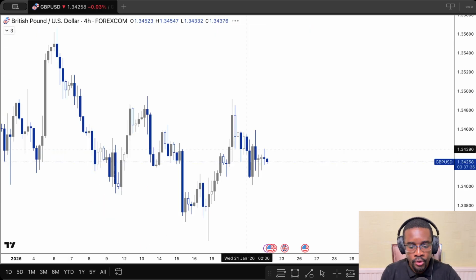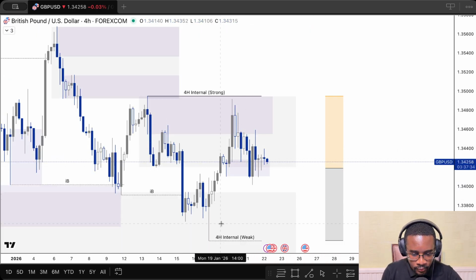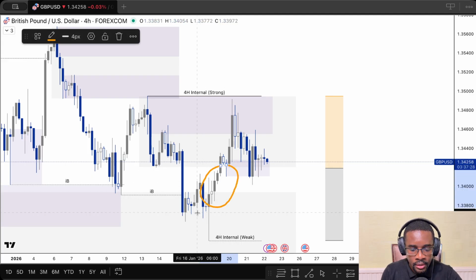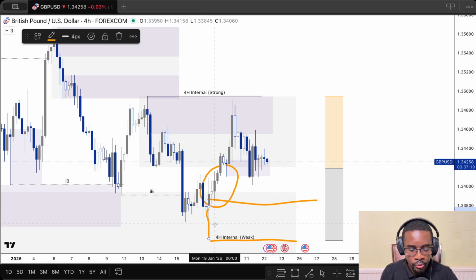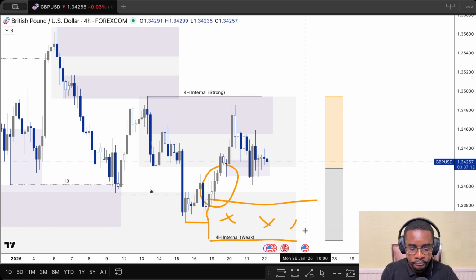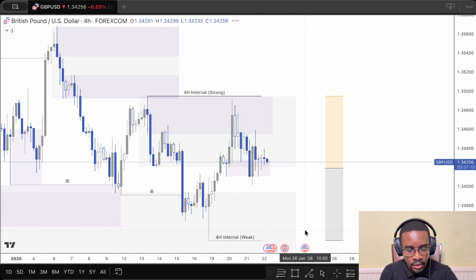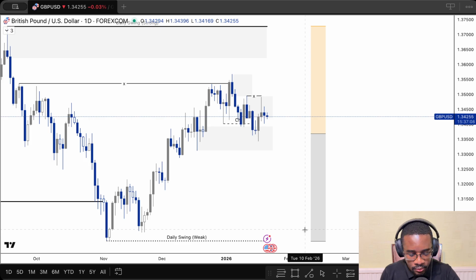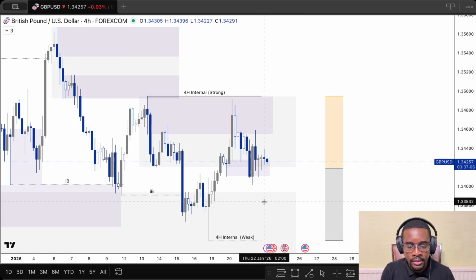So looking at the 4 hour, we do not have any POIs really on the leg down, okay. We have this, which is pretty much just a pretty big wick at the bottom. So usually these areas are likely to be eliminated. Those areas are likely to be eliminated.